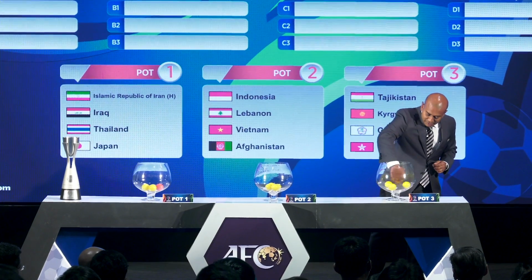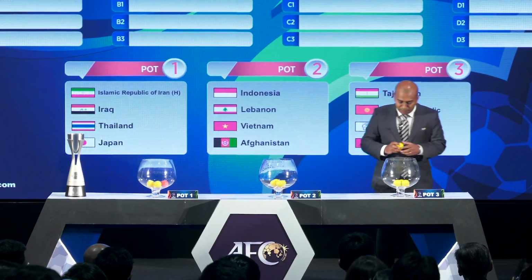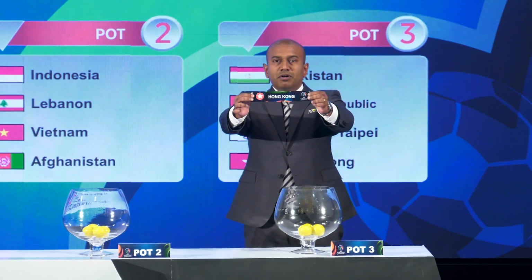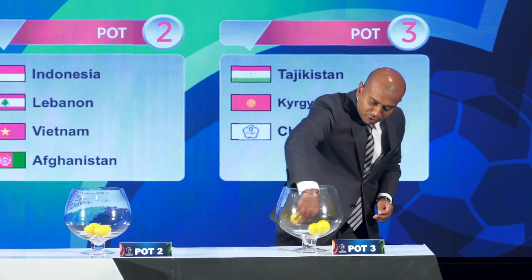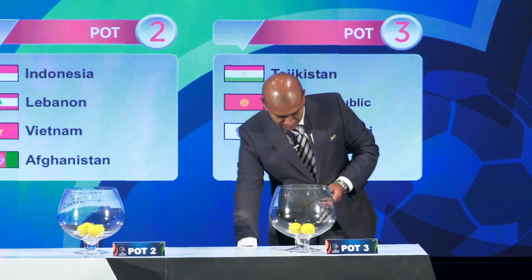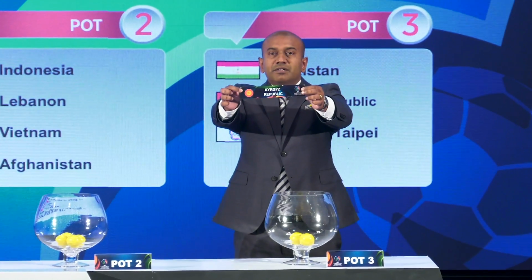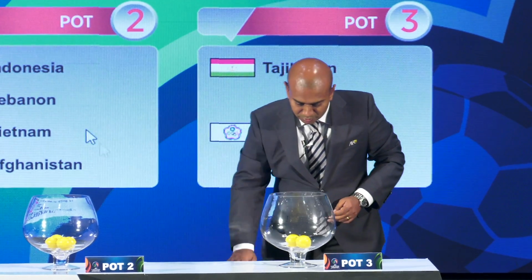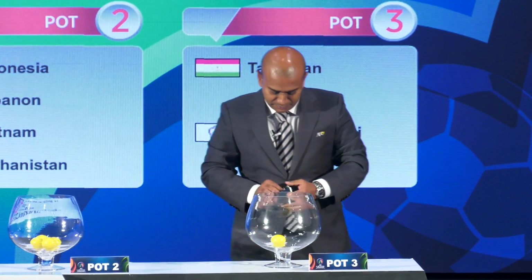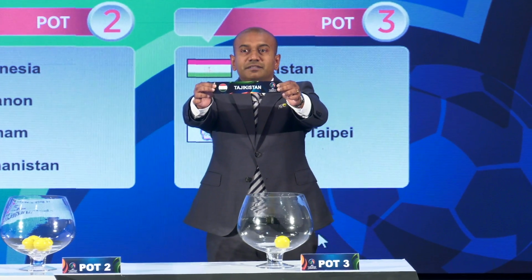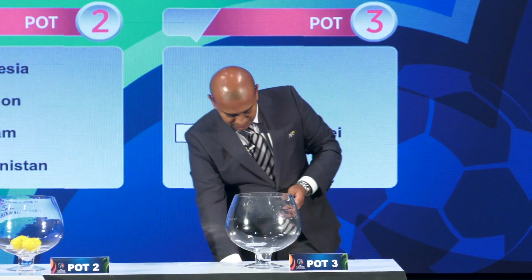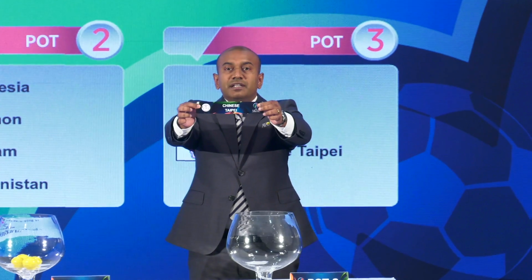So the first drawn ball from pot 3, of course, will occupy position A3. Hong Kong. And the second drawn ball from pot 3, occupying position B3, Kyrgyz Republic. The third drawn ball from pot 3, occupying position C3, Tajikistan. And the last drawn ball from pot 3 that will occupy position D3 is none other than Chinese Taipei.